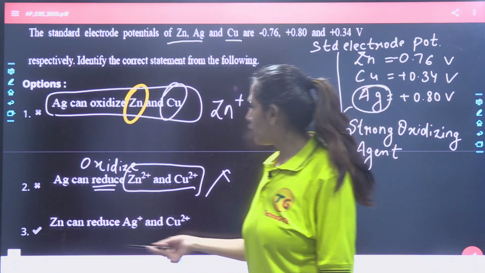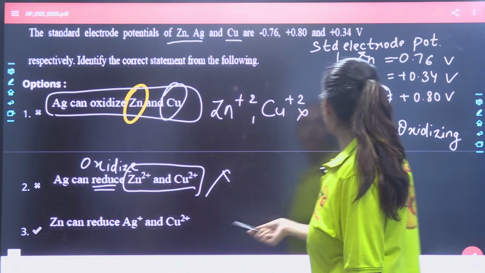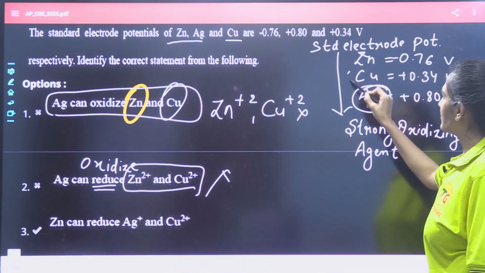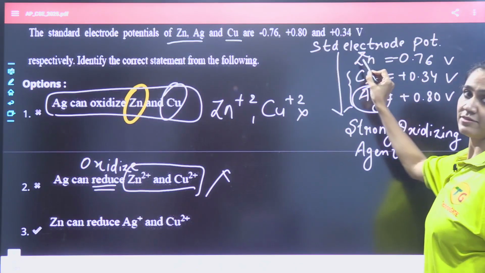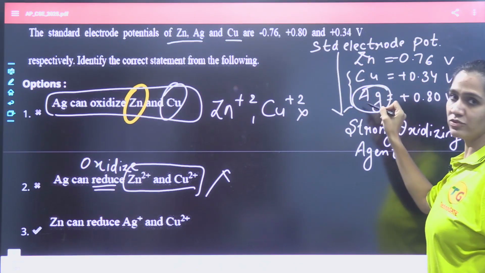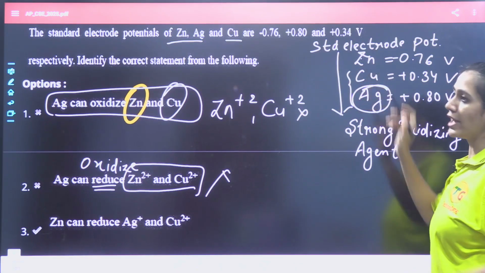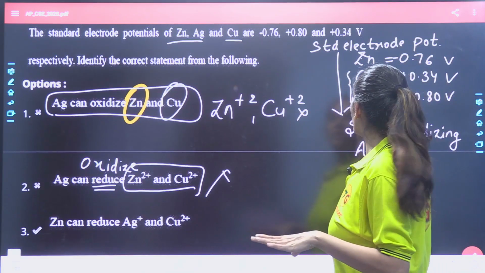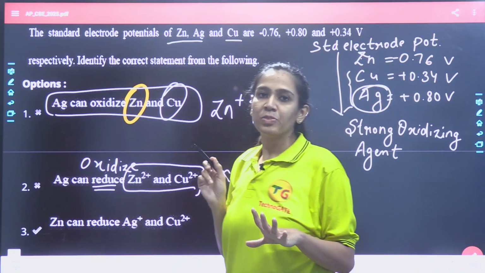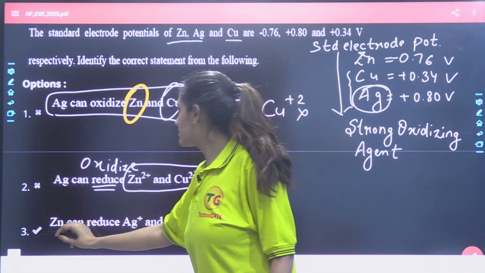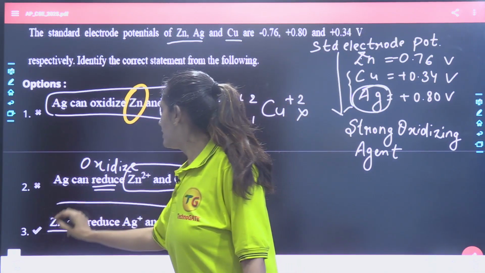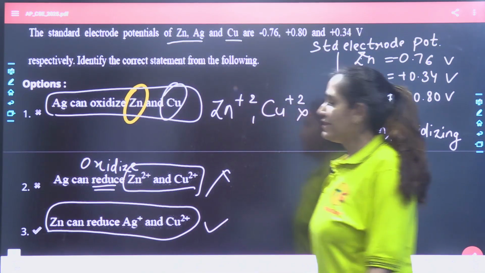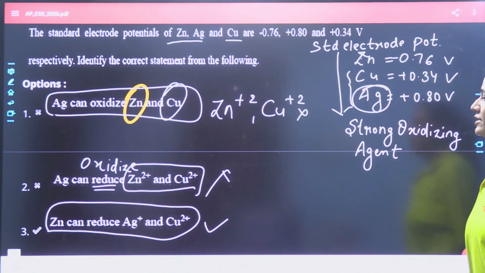What is the third option? Zinc can reduce Ag plus and Cu plus 2. Yes. Zinc, these two are better oxidizing agents. It itself would like to lose electrons and give them to copper and silver. So this option is correct, that zinc can reduce Ag plus and Cu plus 2.